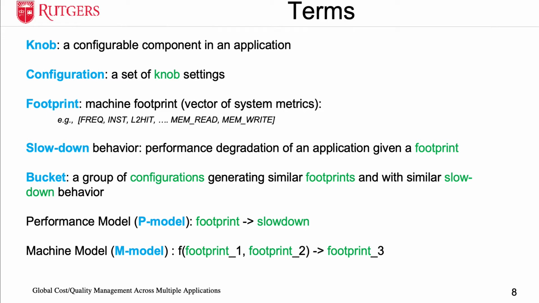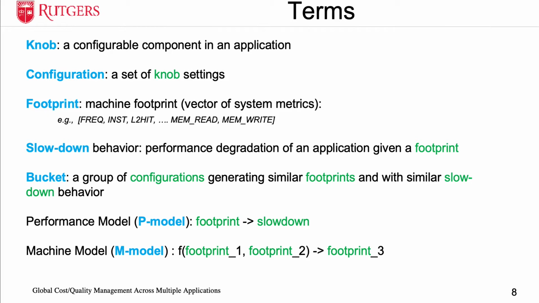Besides the knob and configuration I've described previously, here are some key terms I'll be using during the rest of the presentation. We use a vector of system metrics to represent the footprint of a configuration. The vector can be used to indicate how much workload an application introduces to the system, or what is the overall status of the current system. The values for these metrics can be acquired through performance counters. In our case, we use the Intel PCM tool.